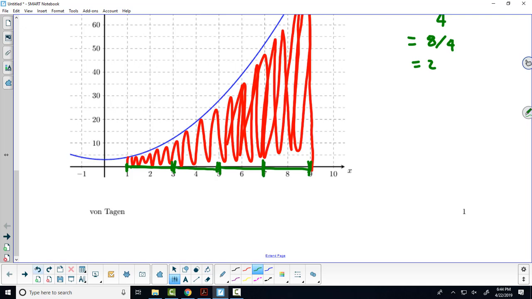All right. So right here for this first region, I want to construct a rectangle that somehow matches the area of the curve. Well, what I'm going to do is I'm going to go up until the left endpoint intersects the curve.